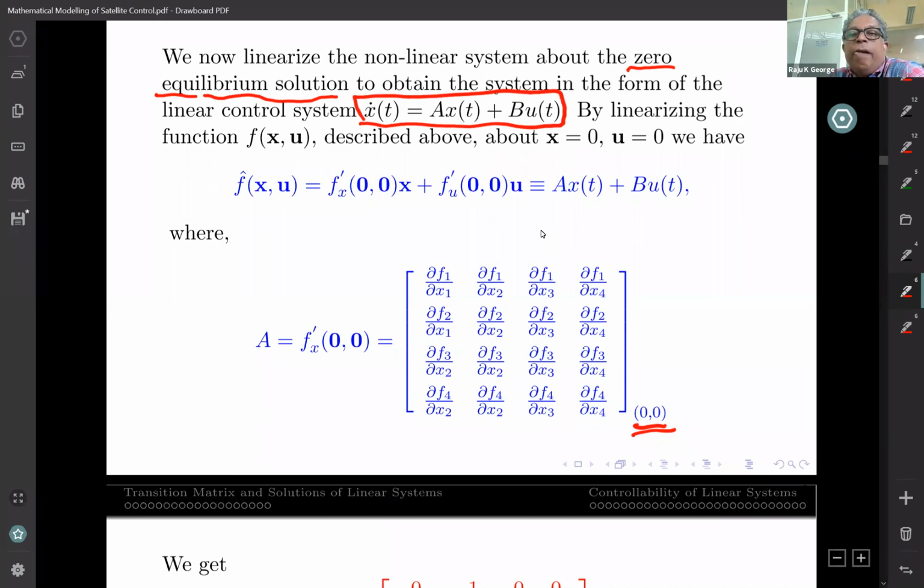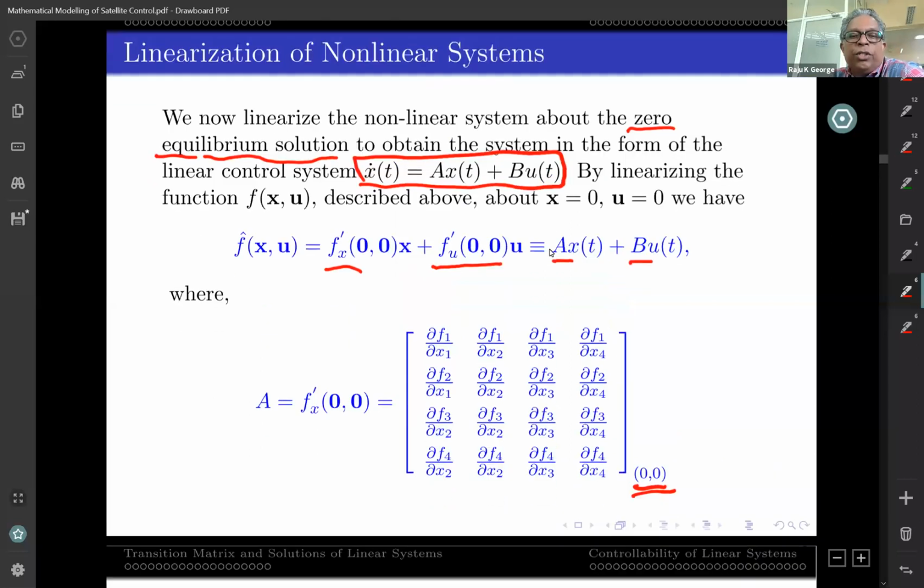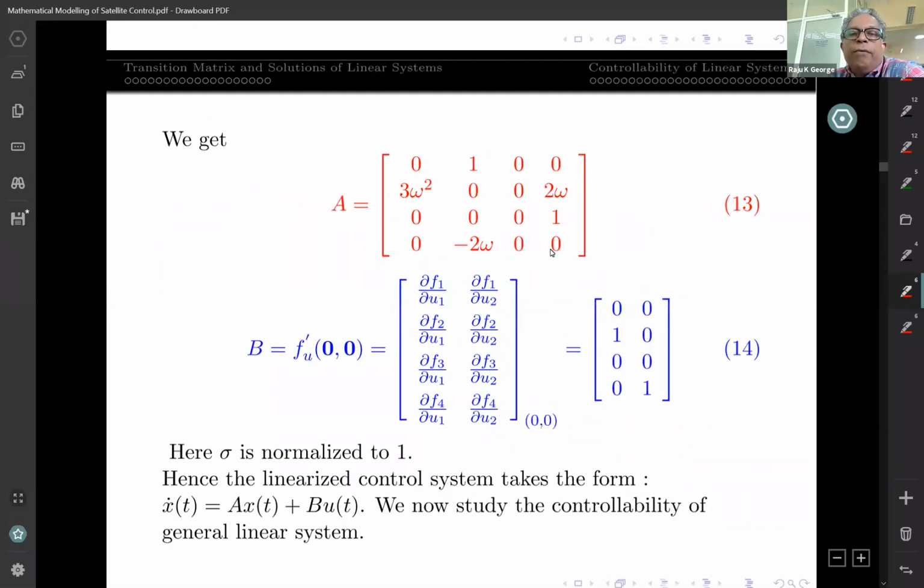Similarly, B is obtained from the same function f. If I take the Jacobian with respect to the controllers u1 and u2, I get B. And with respect to the state variables x1, x2 up to x4, I get A. So both the matrices A and B are obtained by linearizing the nonlinear system. If you do that, you get A equal to 0, 1, 0, 0; 3 omega square, 0, 0, 2 omega; 0, 0, 0, 1; and 0, minus 2 omega, 0, 0 as my A matrix. And B is the Jacobian with respect to the control variables u1 and u2.